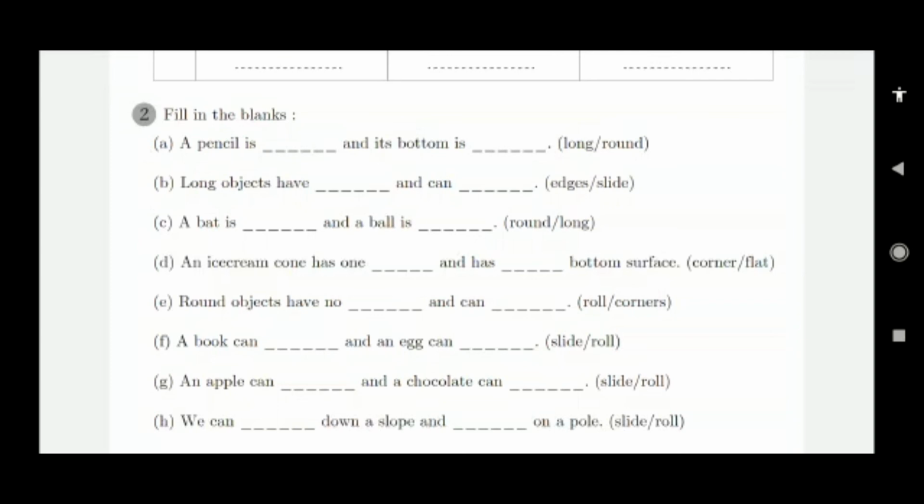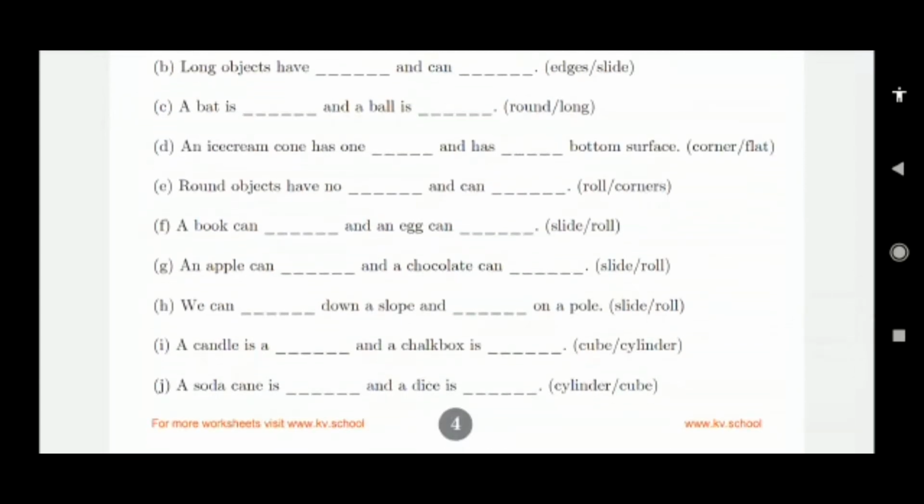A book can slide and an egg can roll. An apple can roll and a chocolate can slide. We can slide down a slope and roll on a pole. Okay, then a candle is a cylinder and a chalk box is a cube.